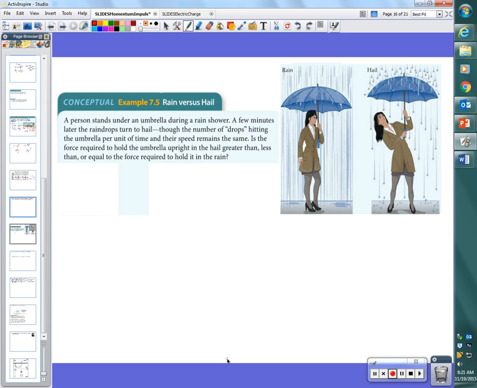Well, you can probably tell by the picture what the answer is probably supposed to be. Okay? Probably greater than, all right? But let's talk about why. In the rain picture, this raindrop falls from the sky, hits the umbrella, and then rolls gently off the edge like that. Okay? But in the hail picture, this hail falls from the sky, hits the umbrella.